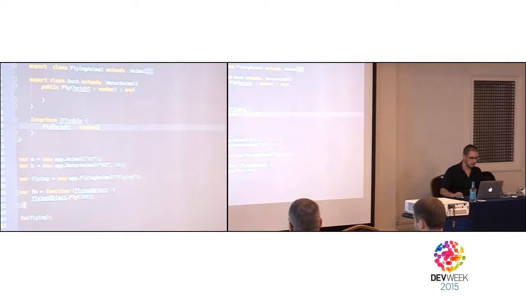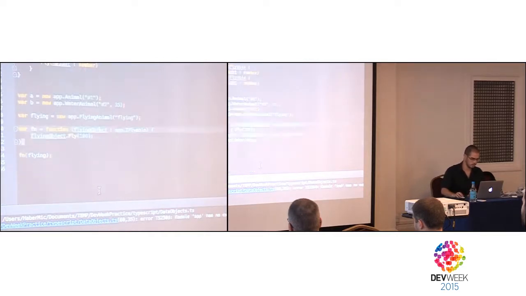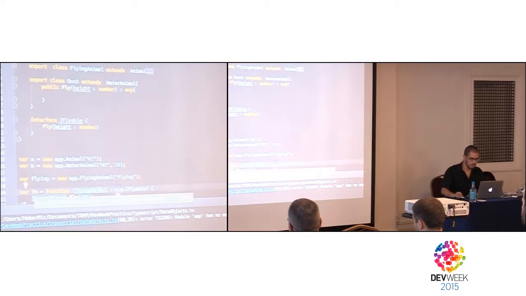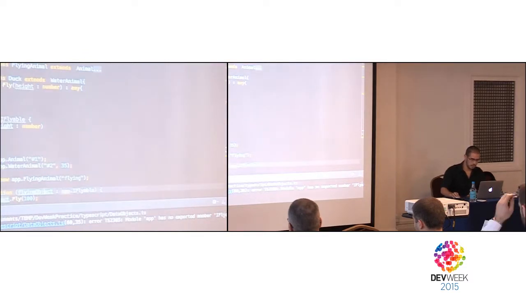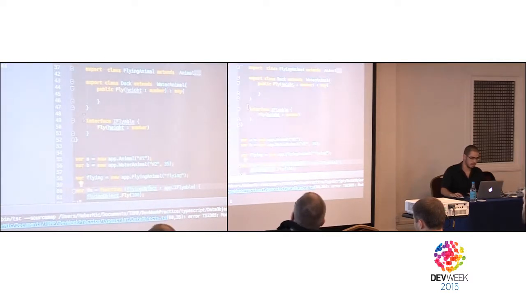So now what I'm going to say, I want you to get the flying object if it implements the flyable. So we have two problems here that we need to fix. First of all, I need to say app.IFlyable, and it still doesn't, oh, it does work. It shouldn't work. Okay, so it's saying that the module app doesn't export a member IFlyable. So you can see that I didn't write here export. So let's export it, and now it should work.